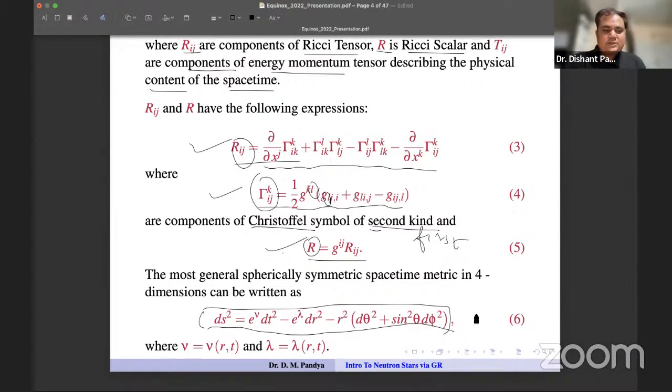Later on, once you consider a special case, you can drop the t dependence, and simply consider nu as a function of r and lambda as a function of r. This is just for the sake of convenience, for considering only one dimension. So we will be starting with one dimension, and then we can extend the notion to higher dimensions.